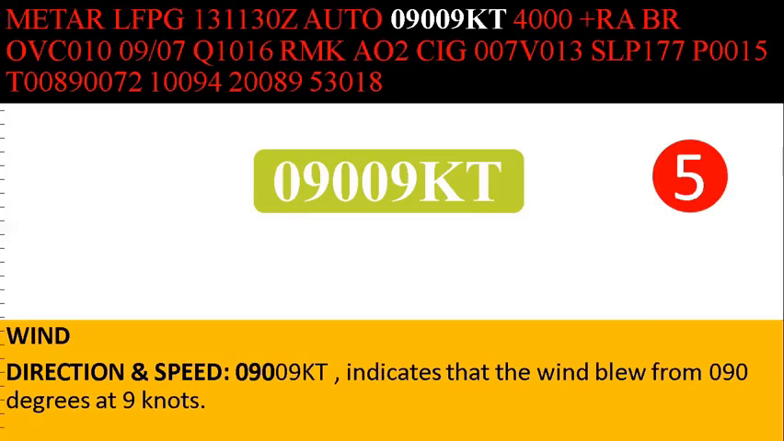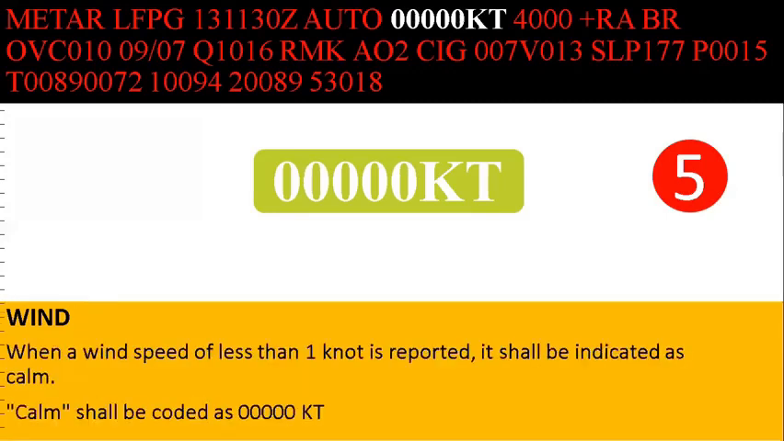So here 090 KT indicates that wind blew from 090 degrees at 090 knots. When a wind speed of less than 1 knot is reported, it shall be indicated as calm. Calm shall be coded as 00000 KT.